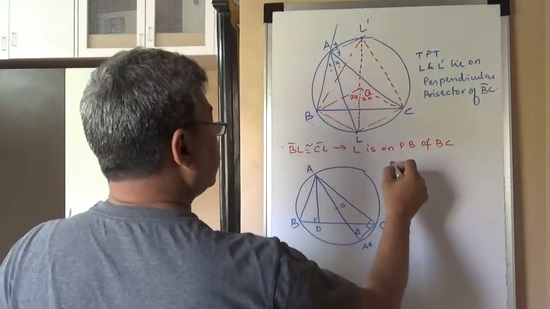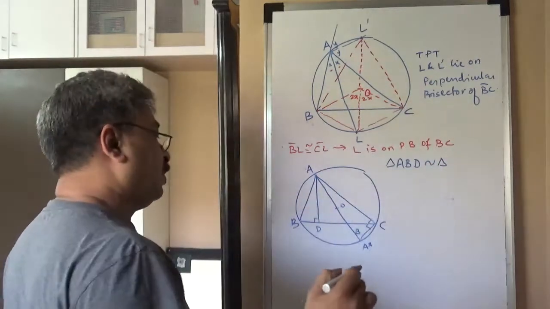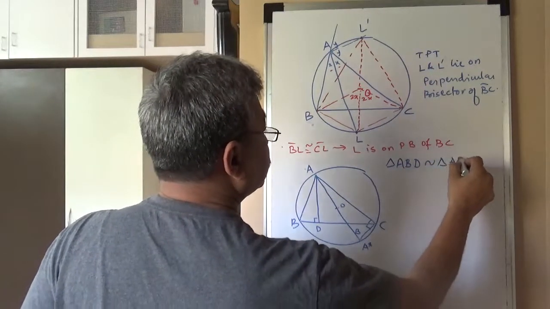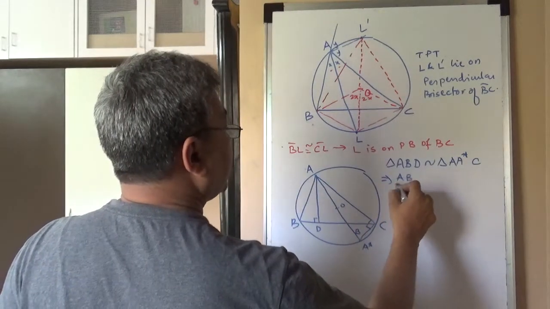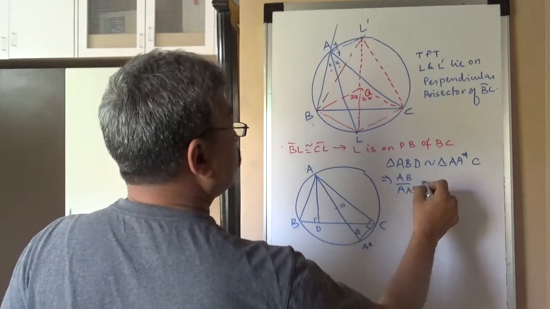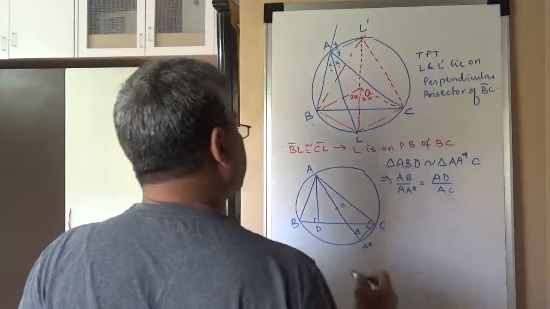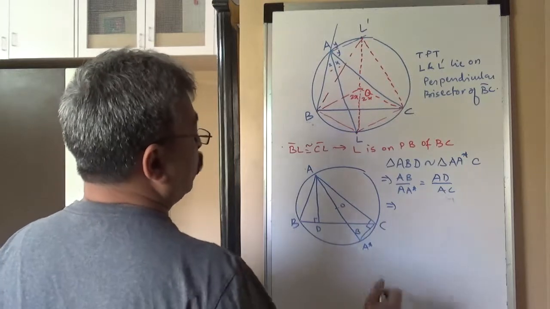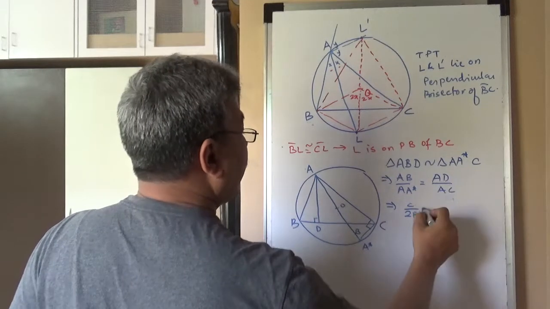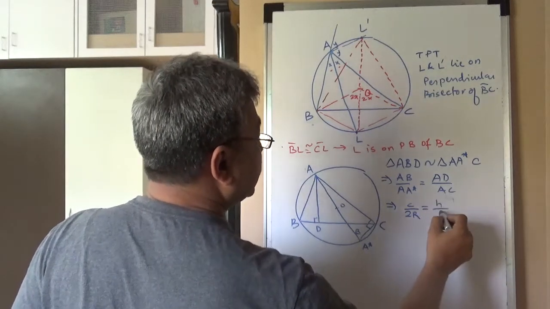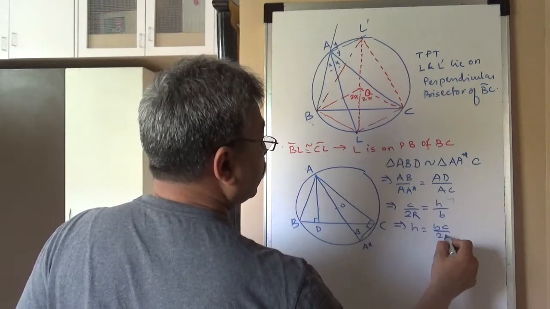This gives us the relation that triangle ABD is similar to triangle A star C. Correct? If we write ratios, we get AB upon A star C is equal to AD upon AC. Now, AB in our other notation is small c, A star is the diameter, therefore it is 2r, AD is the height of the triangle, and AC is small b. This implies h is equal to bc upon 2r.